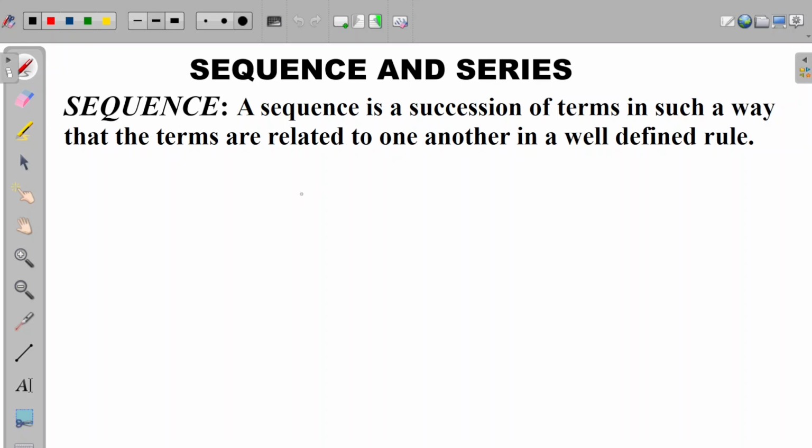A sequence is a set of terms in such a way that the terms are related to one another by a well-defined rule. So, for a mathematical expression to become a sequence, there must be a well-defined rule that relates the terms together. Now, let us consider the sequence.